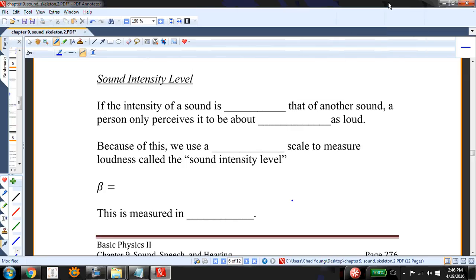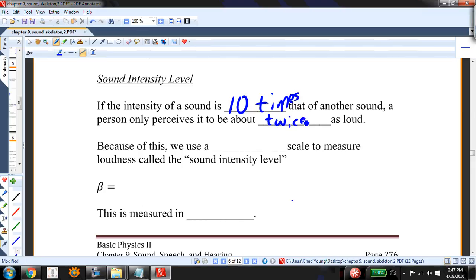Okay, so we've talked about sound intensity, which is power per unit area, or watts per square meter. Now we also need to talk about sound intensity level, because this is the more common unit that we use to measure the volume of sound, and this is what you're used to, like when we see things in decibels. If the intensity of a sound is about 10 times that of another, if it's about 10 times louder, then a person really only perceives it to be about twice as loud.